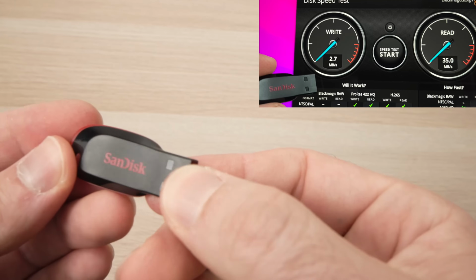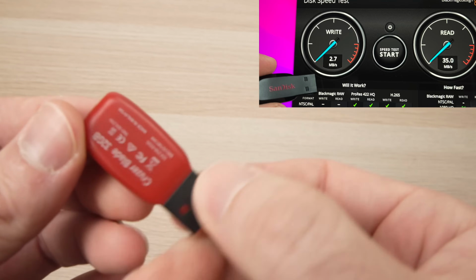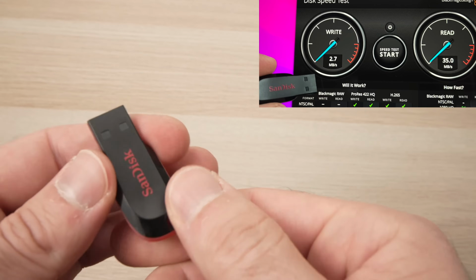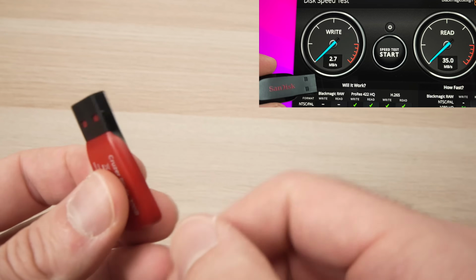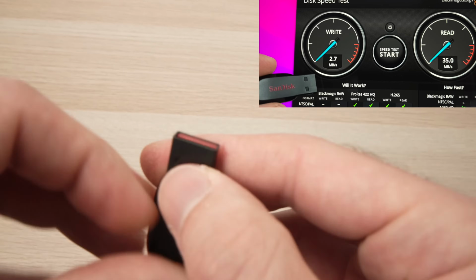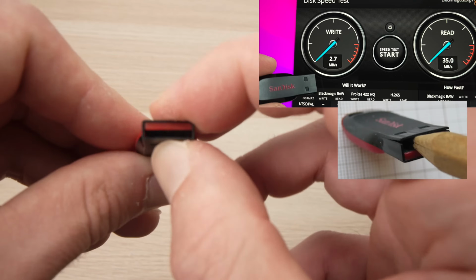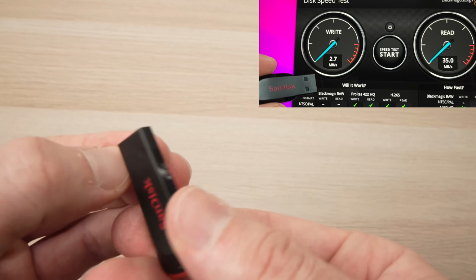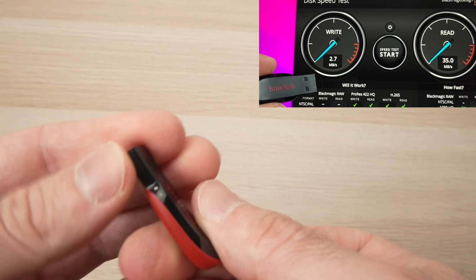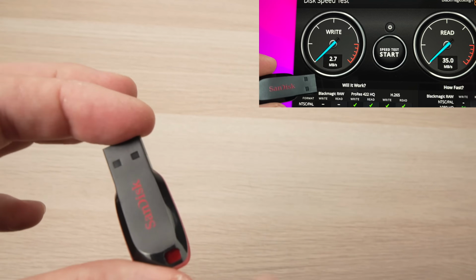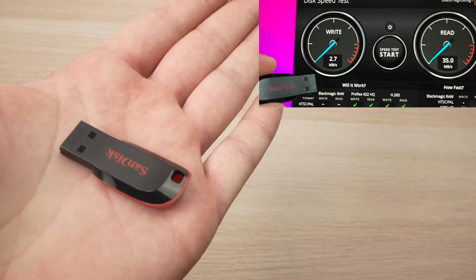Another bad performer was this SanDisk Cruzer Blade. Not only was it very slow to write data on this USB thumb drive, but the quality of the materials is poor. It's all plastic, and even this plug over here is plastic. And you see, when I'm pressing, it's bending. Many people reported that over time it breaks, especially if you don't plug it correctly in your computer. It will shatter, it will crack, and it will be unusable.